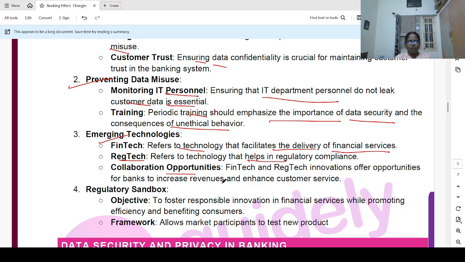To foster responsible innovation in financial services, while promoting efficiency and benefiting consumers.